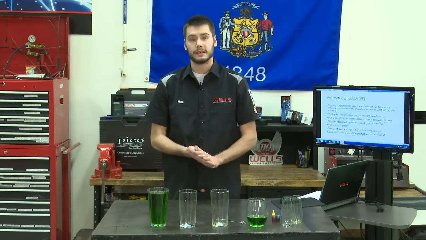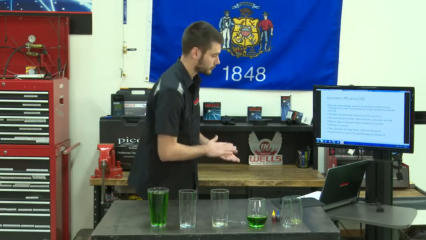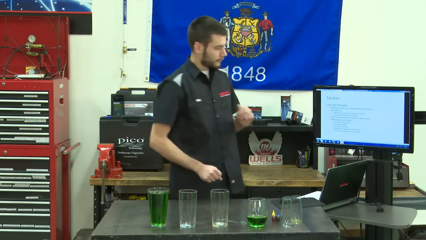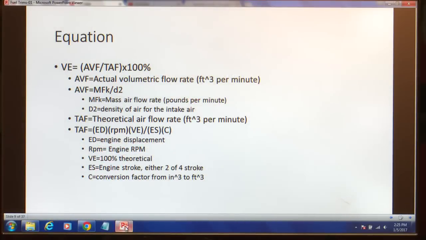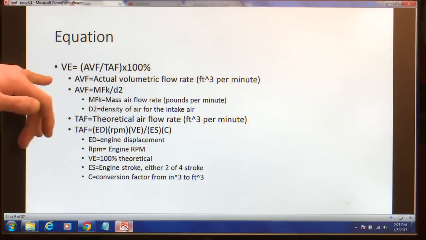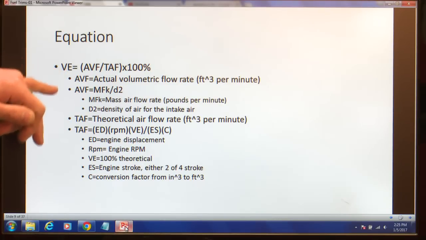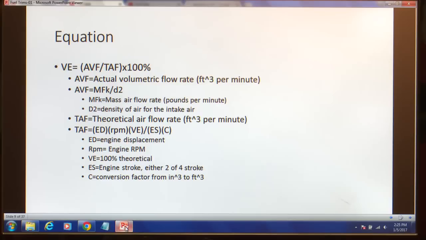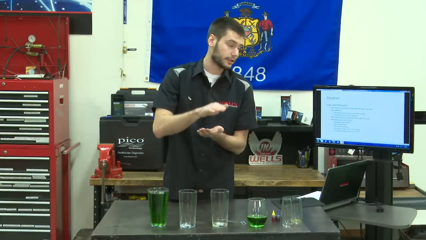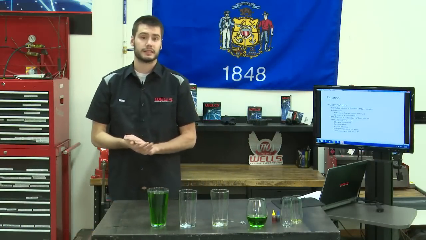They're trying to make denser air to get higher volumetric efficiency. For those of you guys that like equations and engineering things, we do have an equation here. I'm not going to go through it because it doesn't help me fix a car. But for those of you that want to know, volumetric efficiency equals the actual volumetric flow rate, so the actual amount inside the cylinder at that RPM, divided by the theoretical flow rate, so the theoretical total of what that cylinder can hold, times 100% to get a percentage.